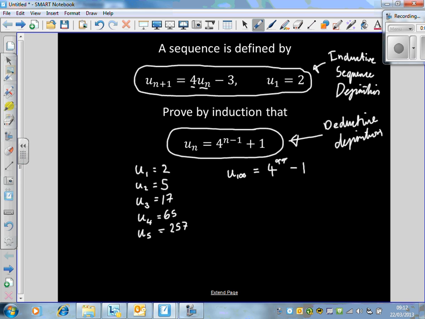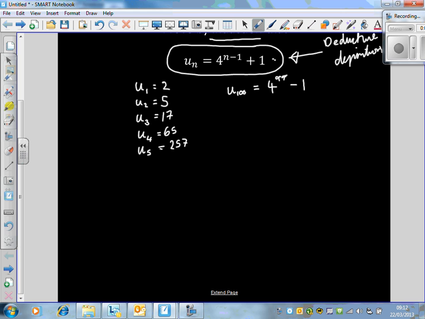The point is, how do we know that this is true? How do we know that this formula is true? We have to prove this formula from our inductive sequence using proof by induction. And that's what we're going to do today.